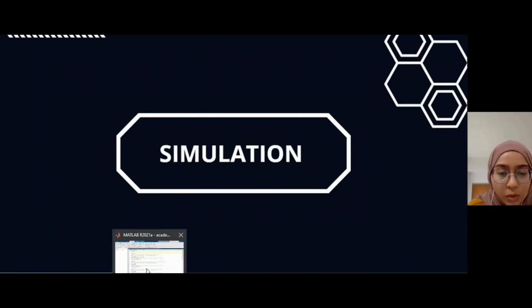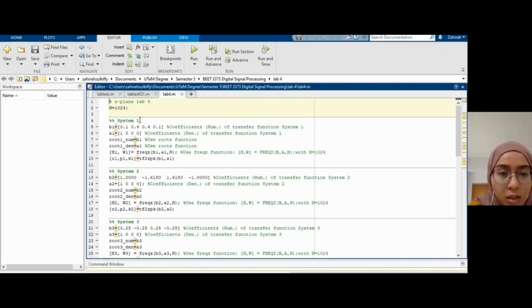I'm going to show you the MATLAB coding. So here's the coding. As we did in Lab 4, these are the coding for Z-plane. There are 4 systems, which is system 1, 2, 3, and also 4. For system 1, B1 is a coefficient numerator of a transfer function system. There are 4 numerator coefficients, which are 0.1, 0.4, 0.4, and also 0.1. And these are the coefficients of transfer function system 1 for a denominator.